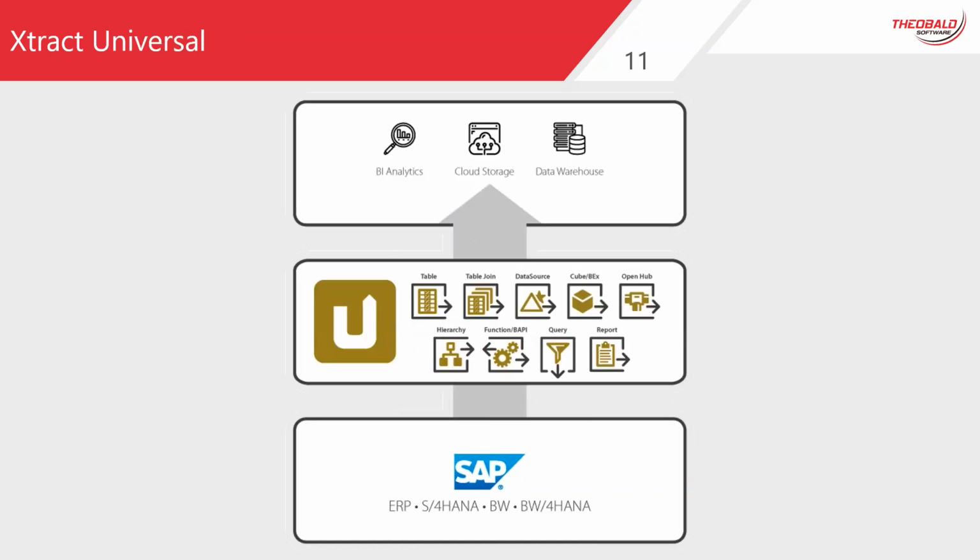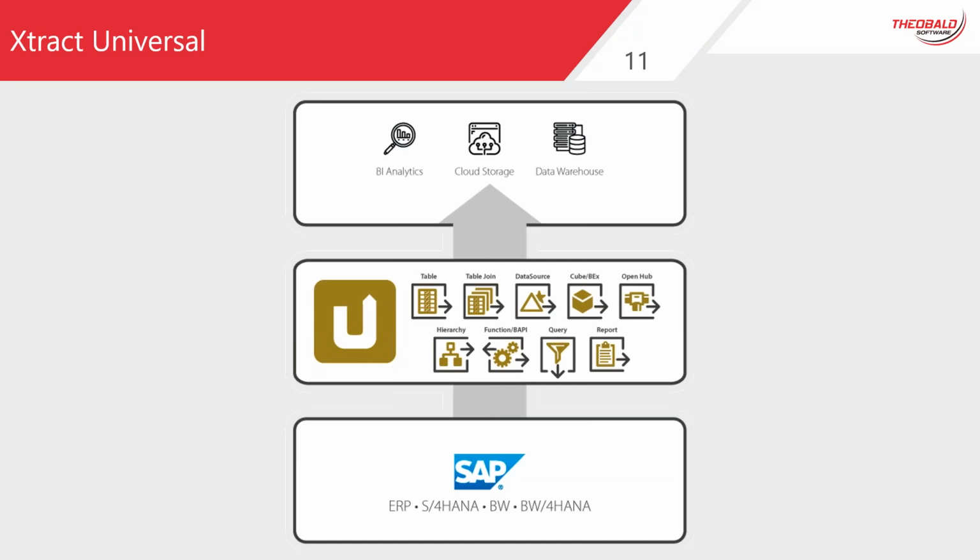Okay, that was the first approach that we have, using an ETL service, in this case the integration services. We have another approach. We offer a connector called Xtract Universal. It's again an SAP connector. It offers the same connectivity to the source system, so it offers read access to the SAP systems.